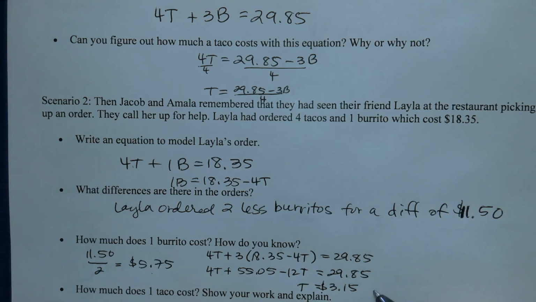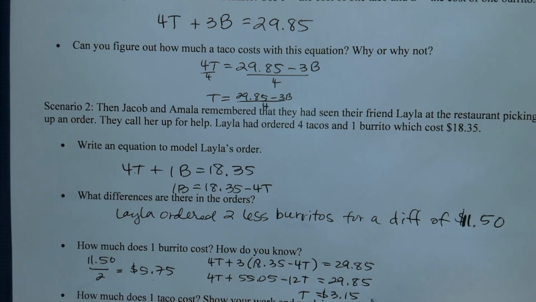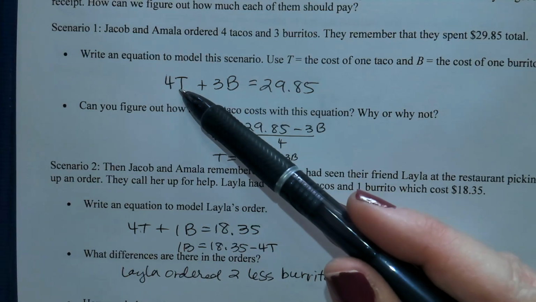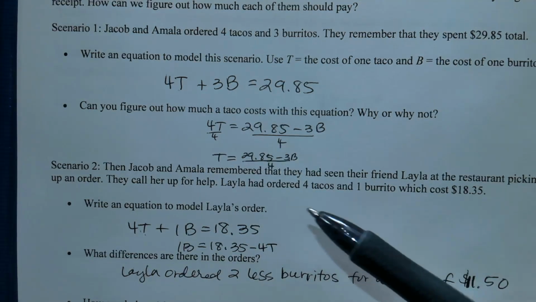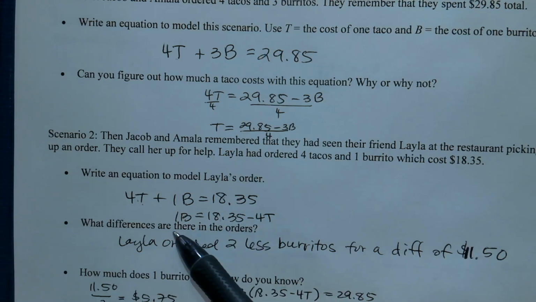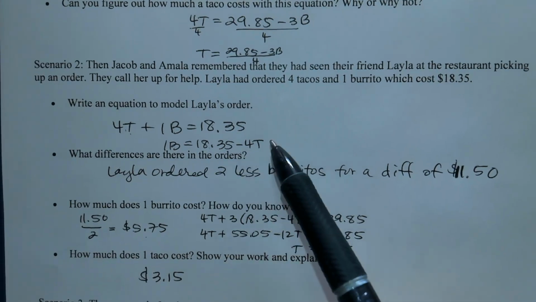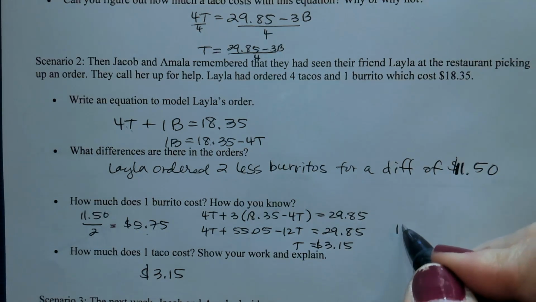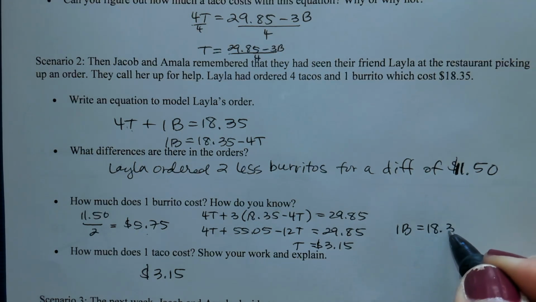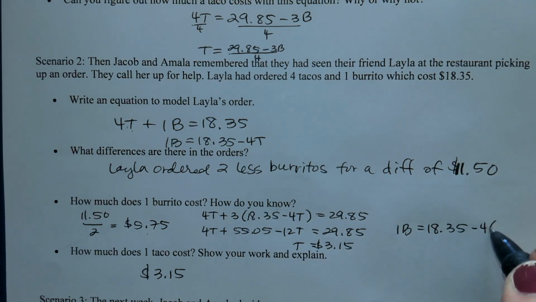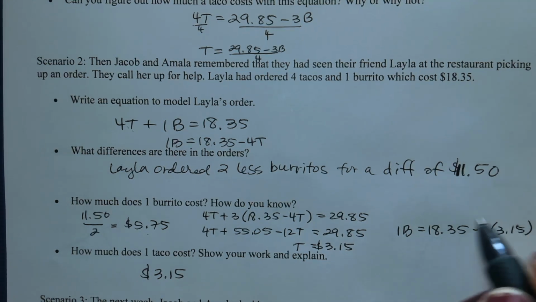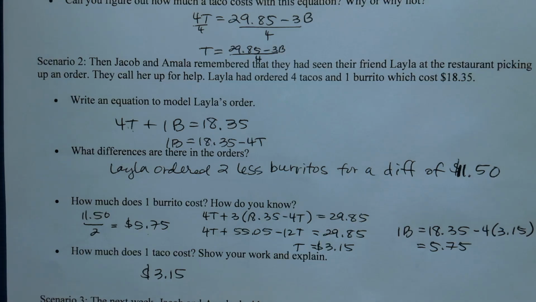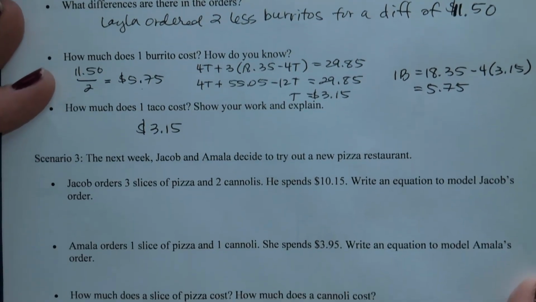And then I'm going to take this and just plug it back in my equation. And I can actually use either one of these. So once I know the cost of a taco, I can plug it in there or there and then just solve it. This is kind of the easier move because it's already solved for a burrito. So I just have to plug in my $3.15 right there. So 1 burrito is going to equal $18.35 minus 4 times $3.15. And I got $5.75 as well. So my burrito costs $5.75, tacos cost $3.15.